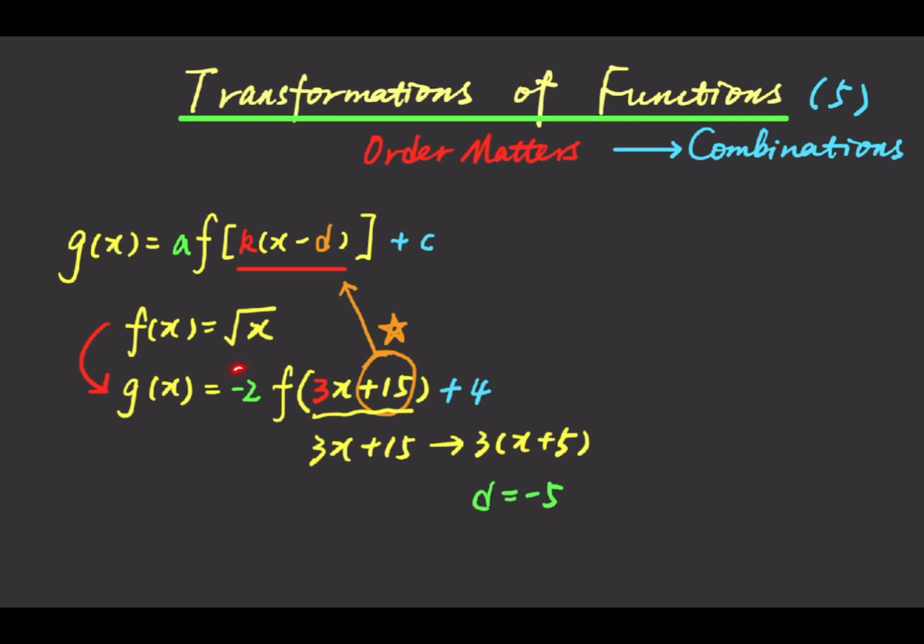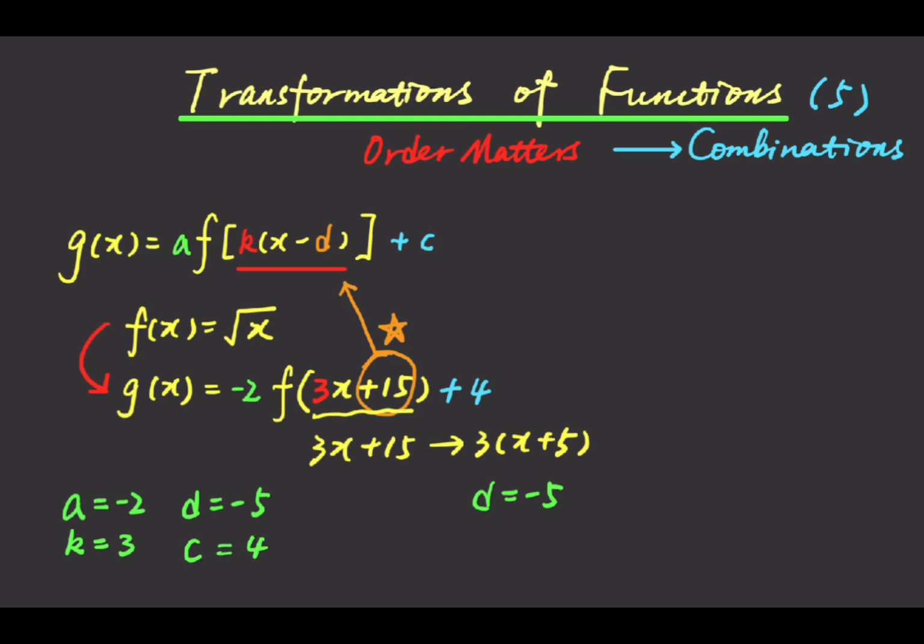Here, -2 is the coefficient of a. That is to say, a should be the coefficient of this whole expression. Here, in our example, -2 is the coefficient of this whole expression. On the basis of this part, plus c, here in our example, it is plus 4. So, in this example, let's summarize. a equals -2, k equals 3, d equals -5, c equals 4.